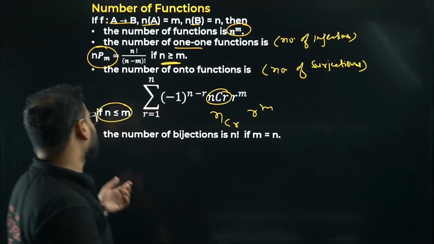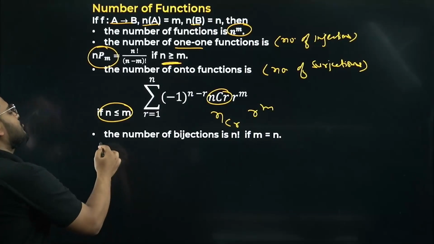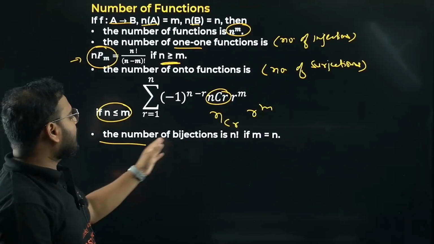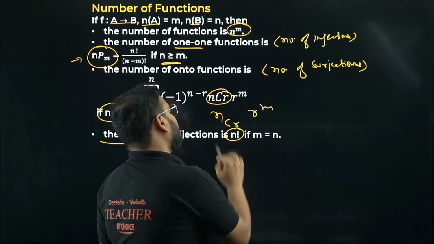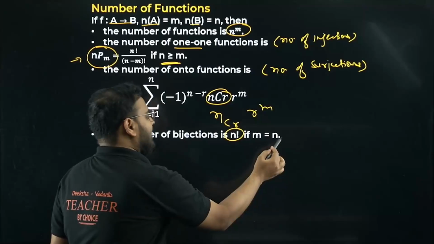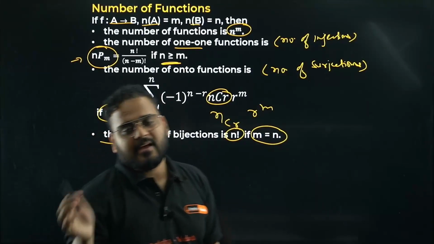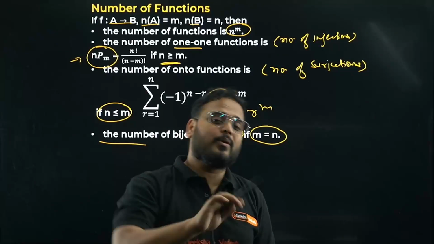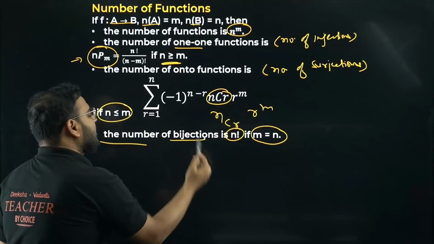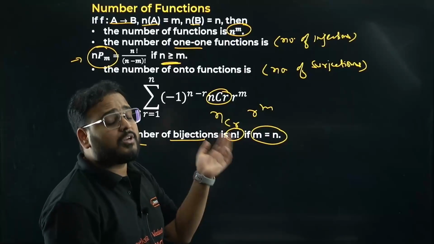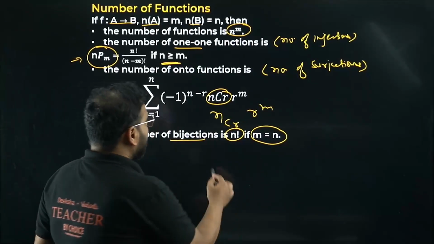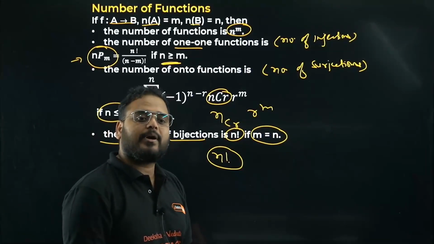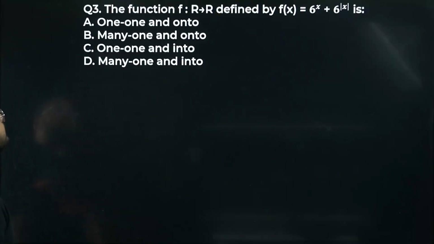Okay, the last one. This is where the questions are asked most of the time. The number of bijections is n factorial. If m equals n, meaning the number of elements of A and B, that is, the domain and codomain, are equal, then we are looking for bijections. The number of bijections, or one-one onto functions, is simply n factorial. Now we'll move on to questions.